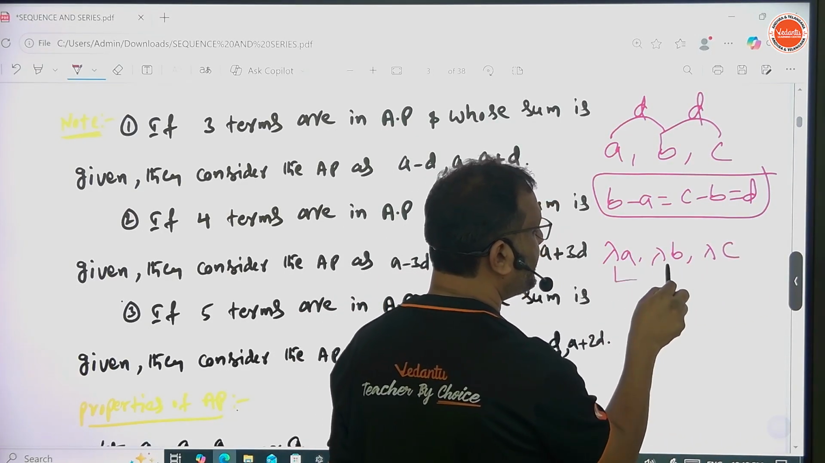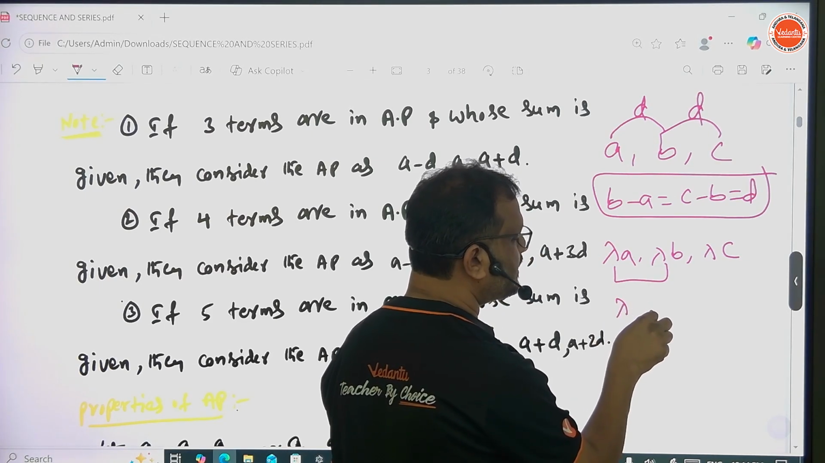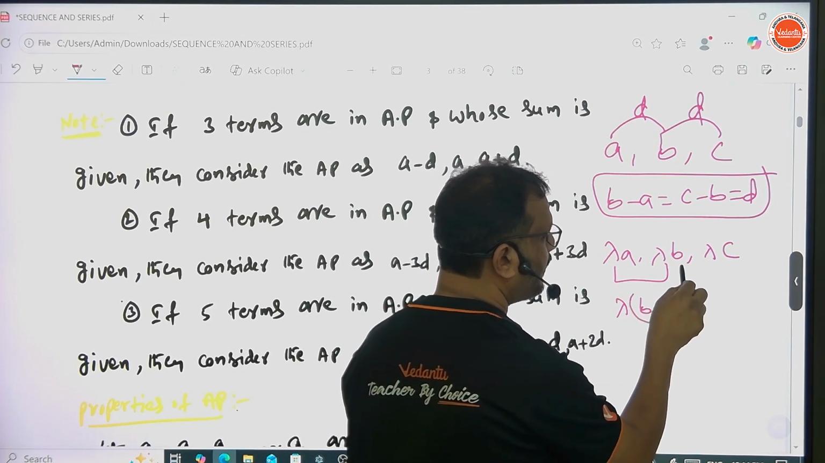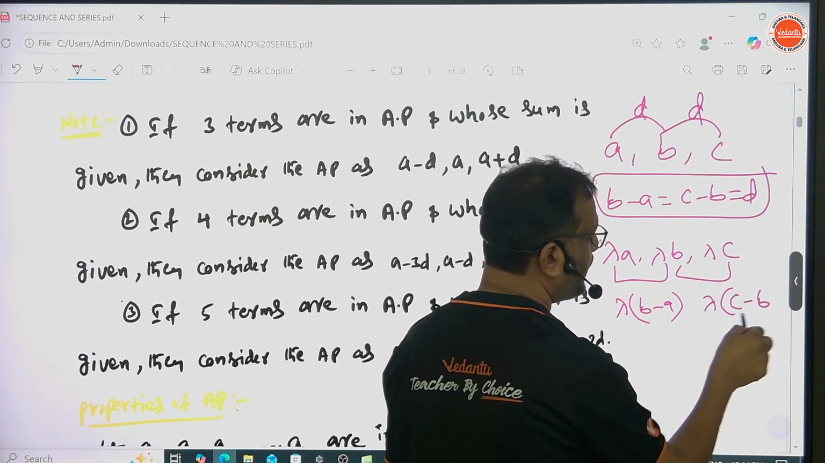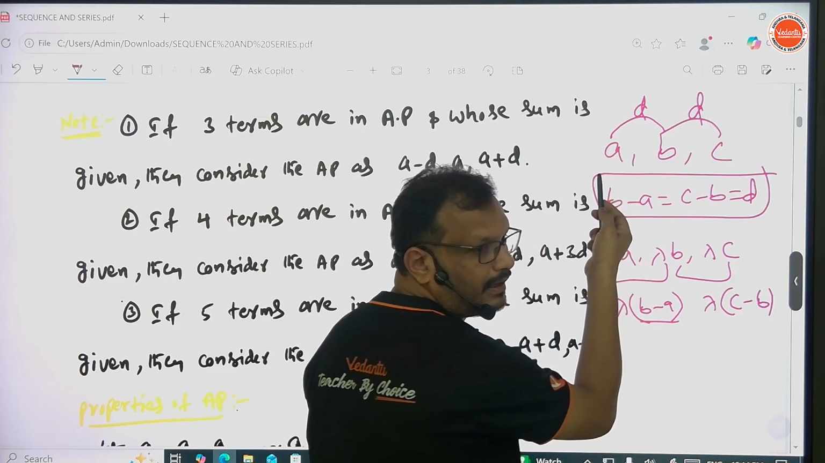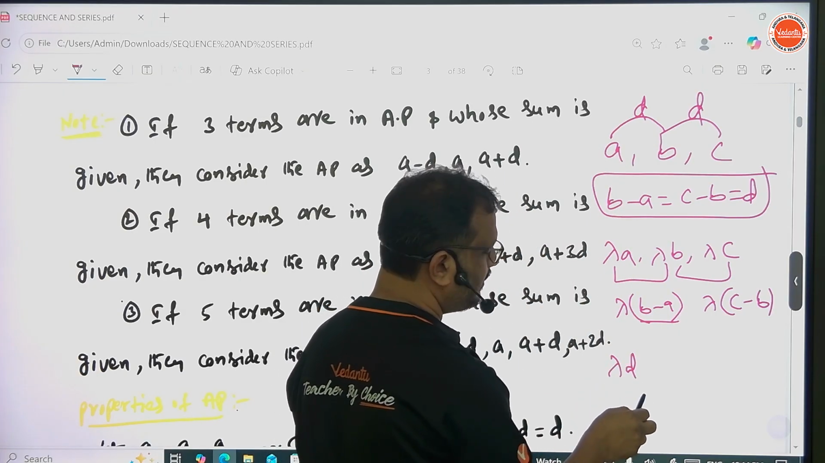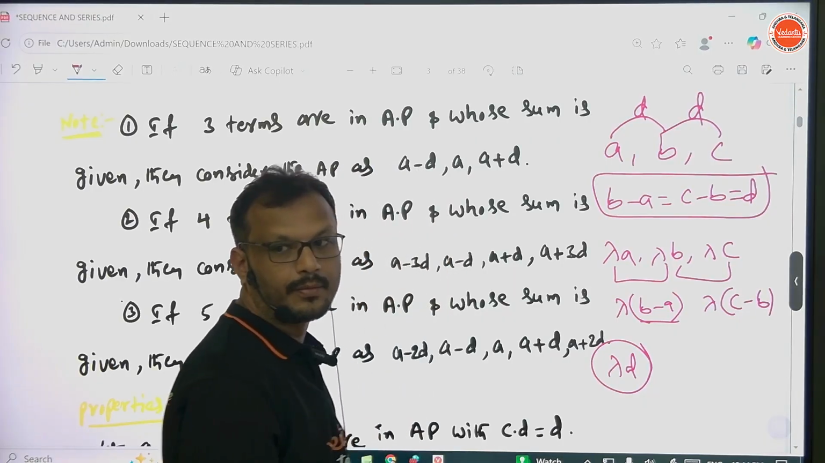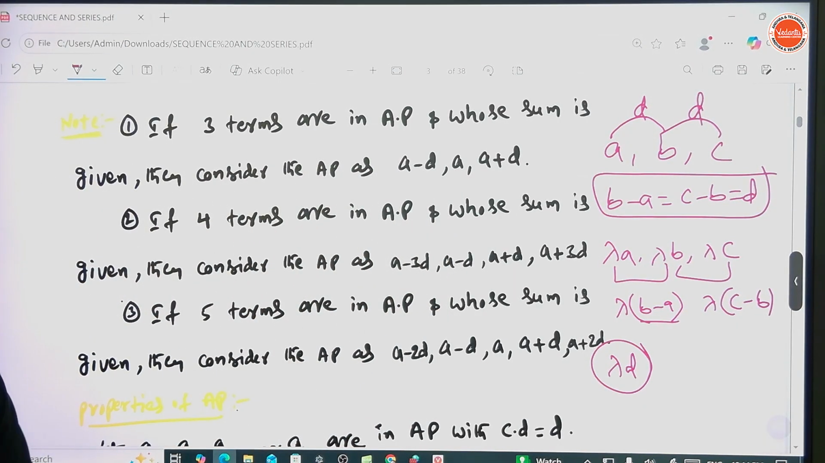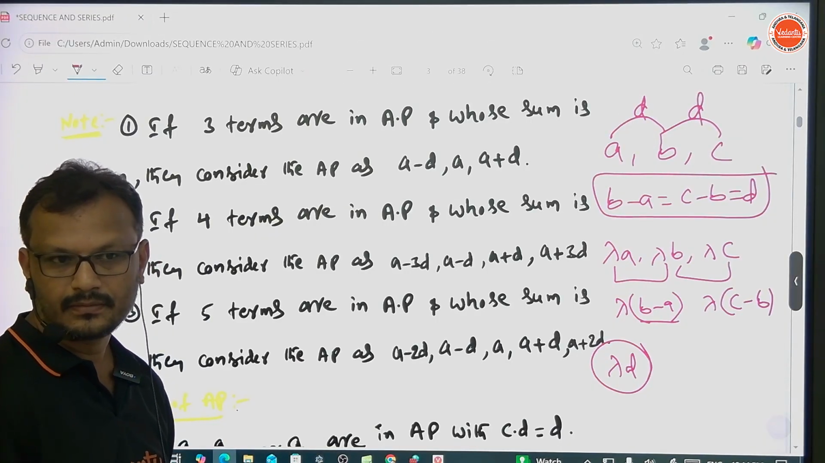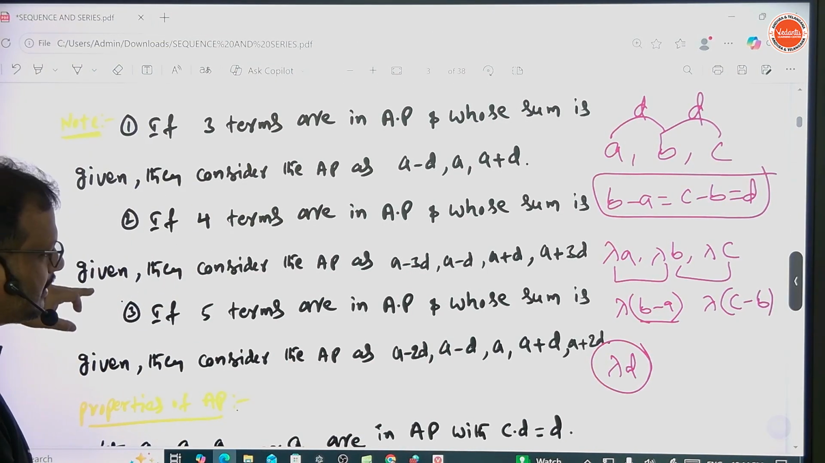Now just see the difference between these two. That is lambda times of B minus A, and the difference between these two is lambda times of C minus B. But what is B minus A here? D. So the common difference will become lambda D. So when you multiply, the common difference will change. But when you add or subtract, the common difference will be the same.